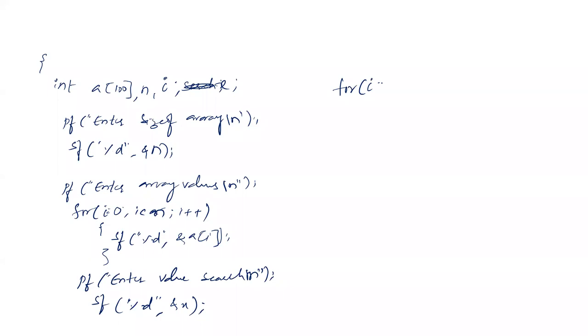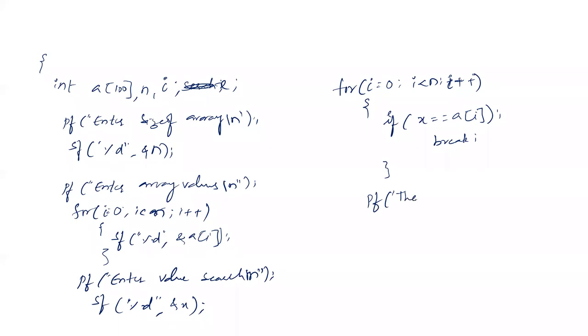For i equal to 0, i less than n, i plus plus, if x equal to a of i, printf the element. Sorry, here we cannot just print that the element is found, because we also have to give logic for the not-found case. So this is not correct. I'll tell you.